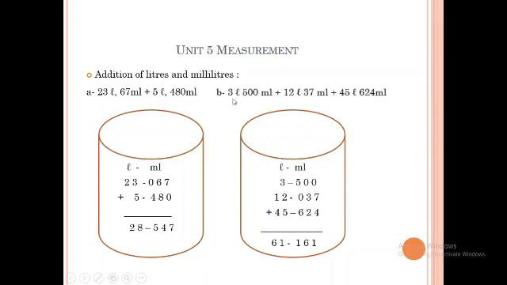In the second question we have 3 quantities to add. Similarly, first make the column for liters and milliliters. The first one is 3 liter 500 milliliter. So write 3 in the column of liter and 500 in the column of milliliter. Then 12 liter and 37 milliliters. 12 here in this column and 37 in the column of milliliter, but 0 is there at the place of 100. And the third quantity is 45 liter 624 milliliters.